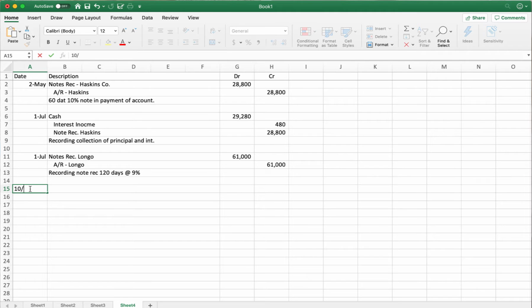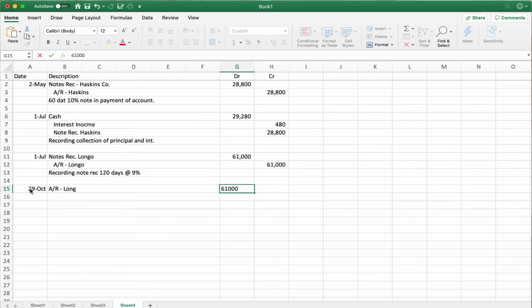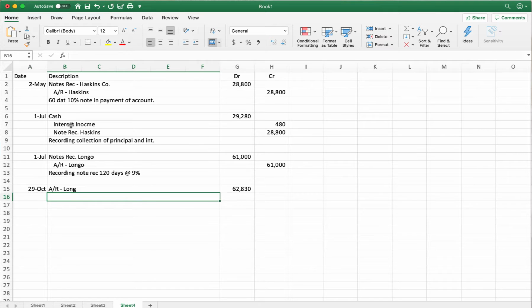So on 10/29, we're going to say we now have an accounts receivable for Longo. This time it's $61,000, the principal amount of the note, plus the interest income that they owed us, which is $1,830. So they owe us $62,830 now, right? We earned income. Just because they didn't pay us doesn't mean we didn't earn income. We have interest income we need to book.